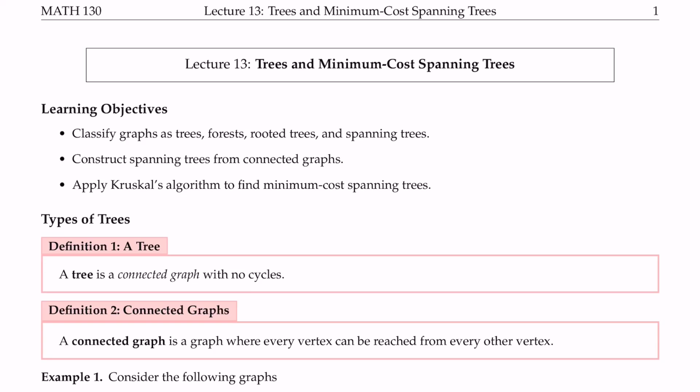Hello everyone, in this video we're going to talk about trees and minimum cost spanning trees. More specifically, we're going to learn how to classify graphs as trees, rooted trees and spanning trees, and we're going to learn how to construct a spanning tree from connected graphs. Also, we're going to apply an algorithm called Kruskal's algorithm to find minimum cost spanning trees.